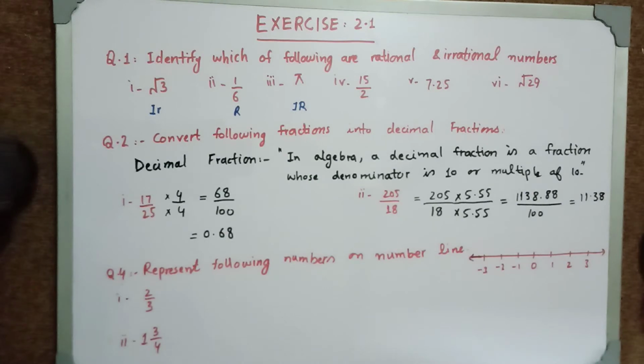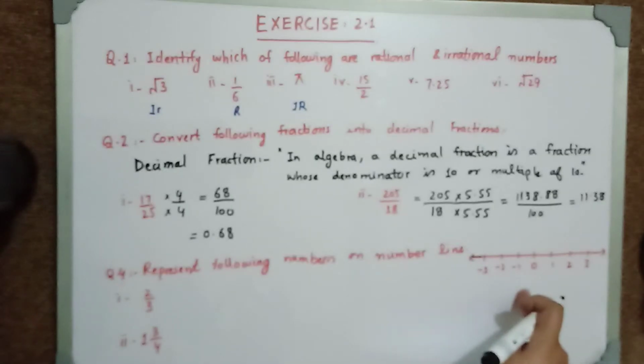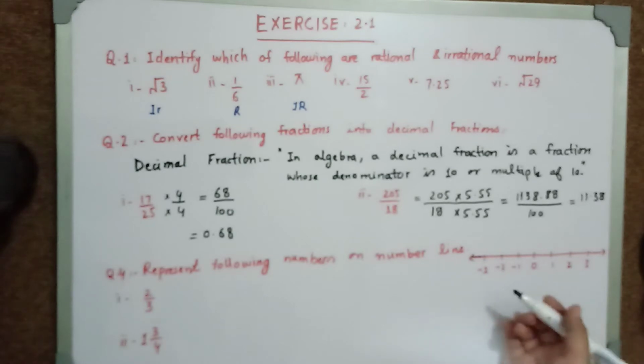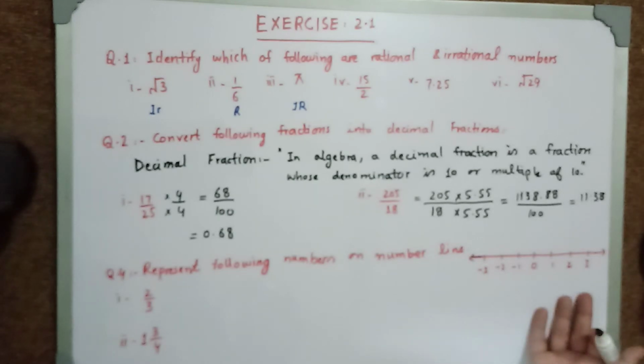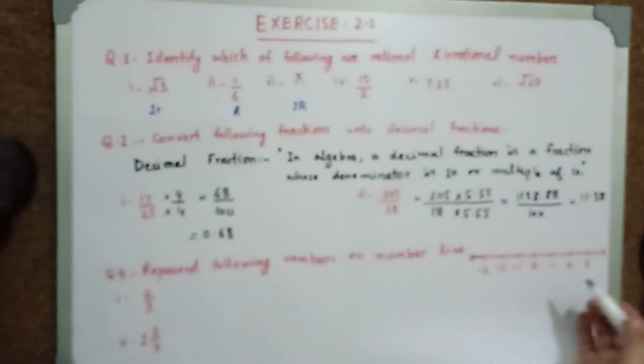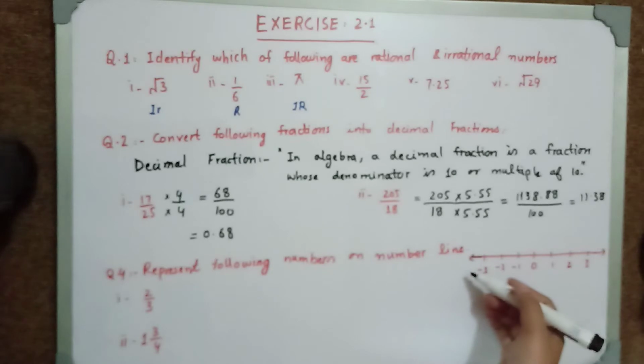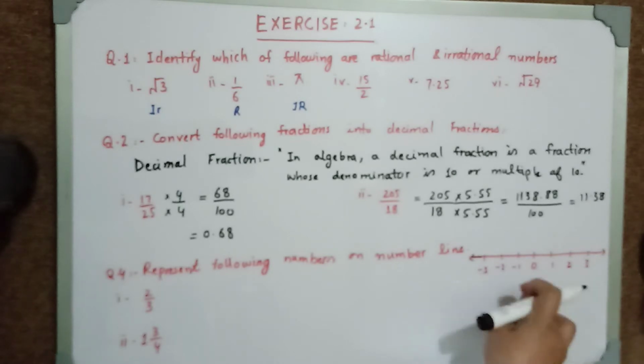Now let's do question number 4. Represent the following numbers on the number line. They have given you numbers and they've asked you to plot those numbers on the number line. Here I've drawn a number line. A number line basically represents the numbers: zero, positive integers and negative integers. On the right side we have positive numbers, and on the left side of zero we have negative numbers. So this is a number line.